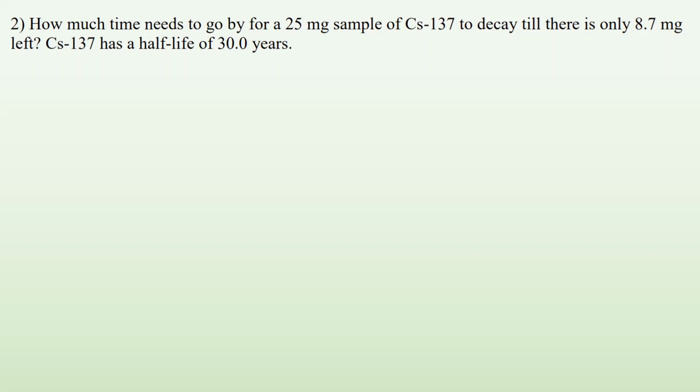All right, number two, how much time needs to go by for a 25 milligram sample of CS137 to decay until there is only 8.7 milligrams left? Here's the half-life. So we're going to start with, again, our equation for first order kinetics and go from there. I'm also going to need K; they didn't tell me my K, but they did tell me my half-life. So I know my K is equal to 0.693 over T 1/2. So I can plug that into the equation.